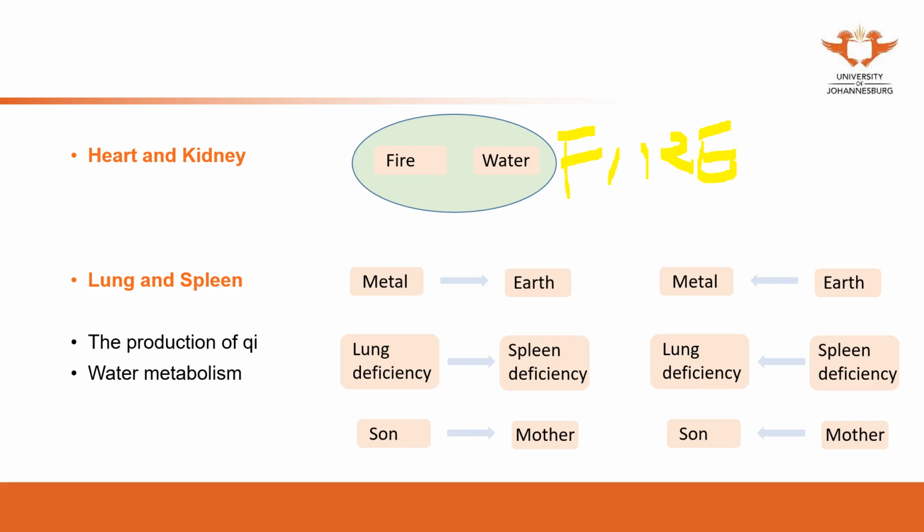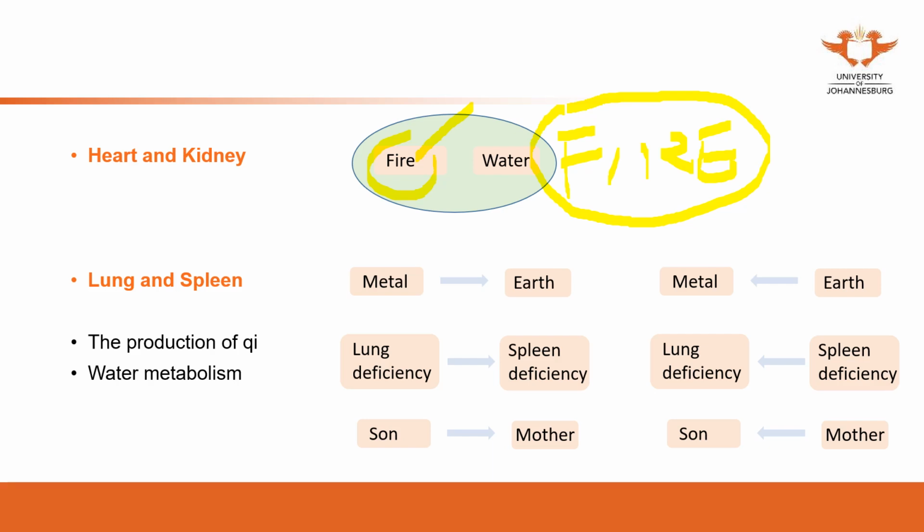The relationship between the heart fire and the kidney fire: the heart fire is considered the emperor fire, and the kidney fire is considered the prime minister fire, which means the heart fire is dominant. The kidney fire needs to support the heart fire. So that's the relationship in terms of the fire.